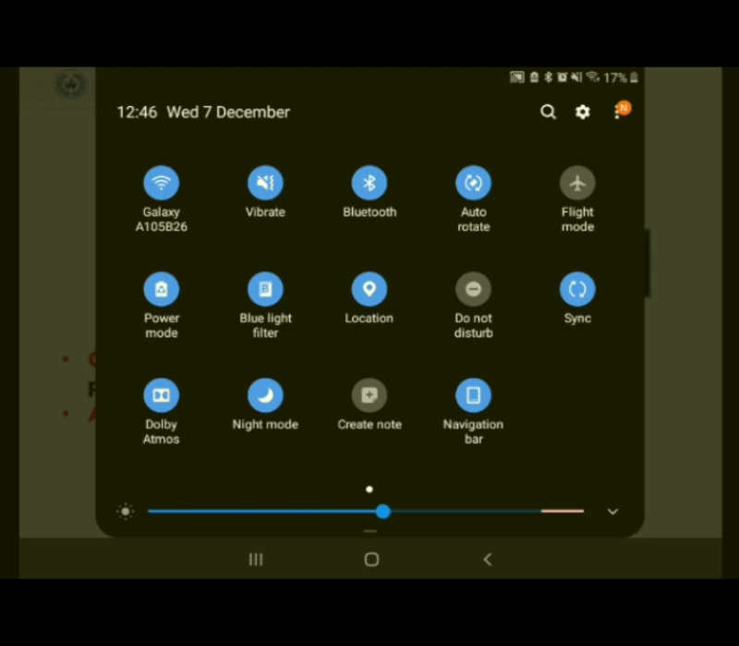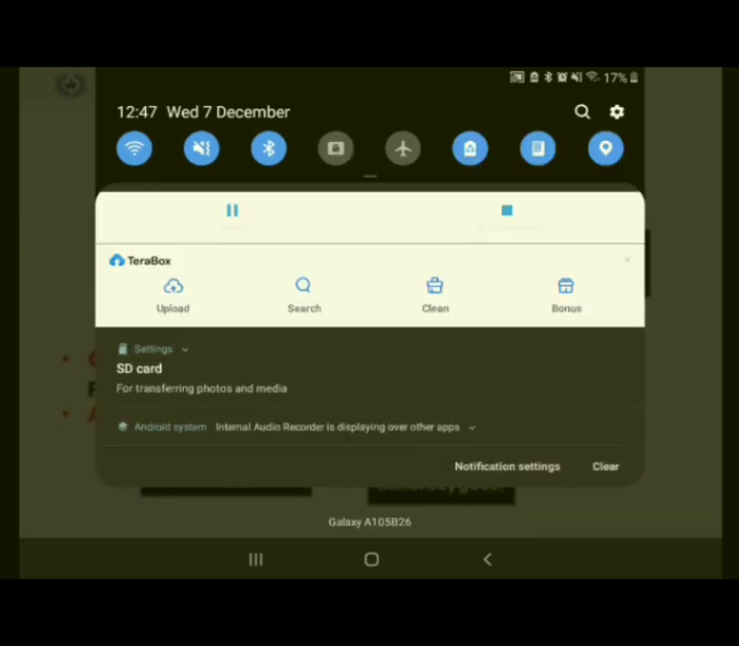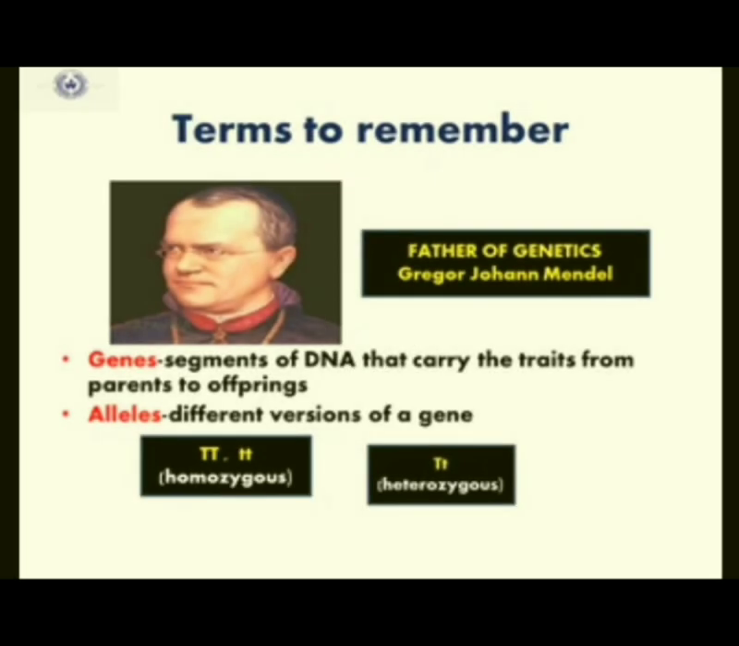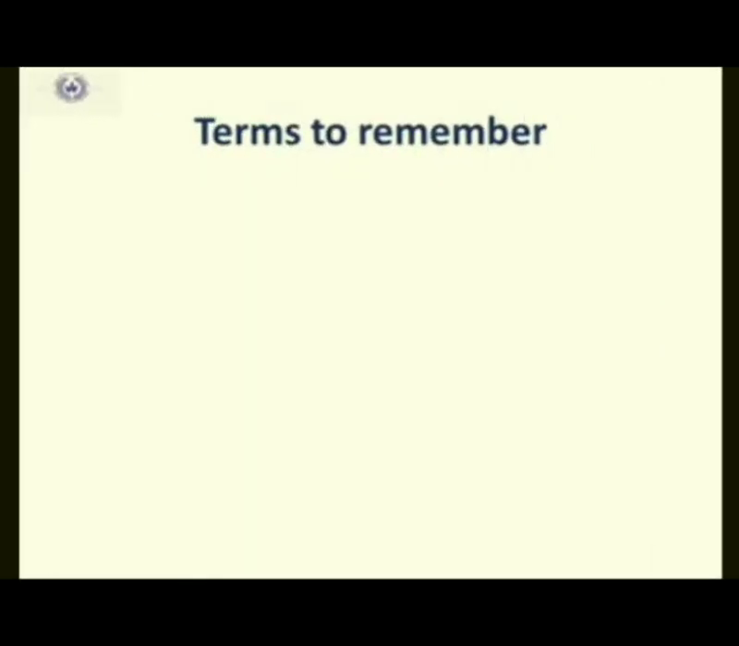If a particular character is determined by the identical alleles like capital T, capital T or small t, small t, it is homozygous condition. And if the character is determined by 2 different alleles, non-identical alleles like capital T, small t, it is heterozygous condition of alleles. I hope you all understood about genes, alleles and its homozygous condition and heterozygous condition.